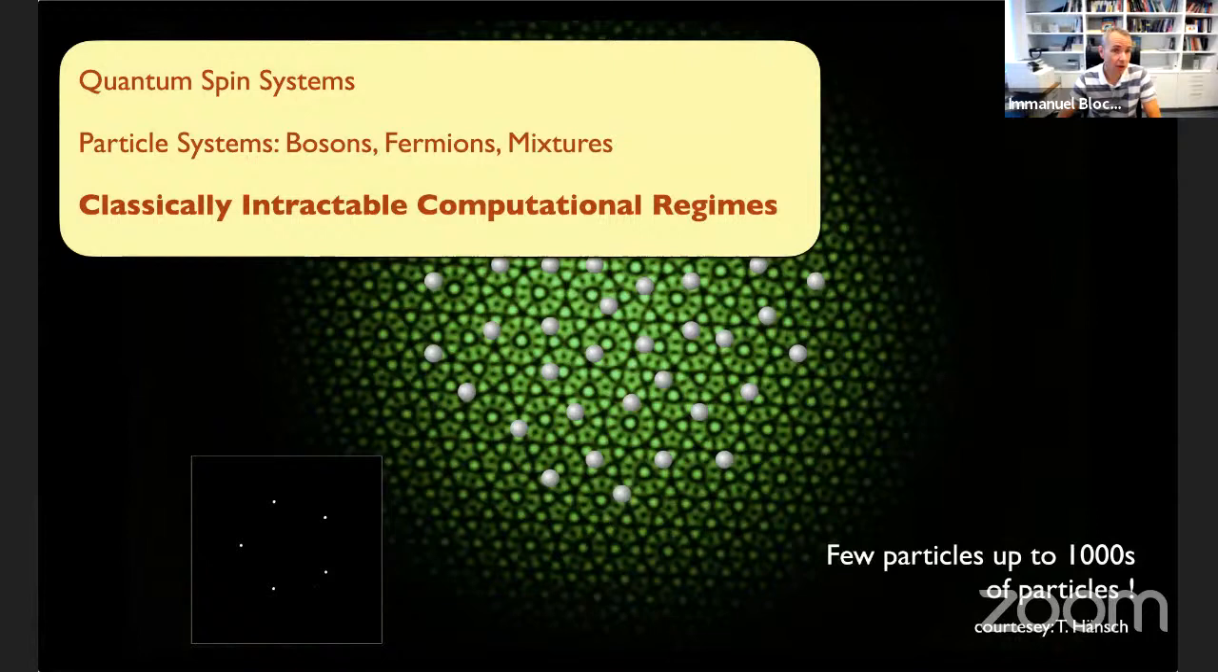But I think one big strength of this platform is also you can directly model particle Hamiltonians, like bosonic Hamiltonians, fermionic Hamiltonians, where you simulate electrons, for example, in a material, or mixtures of both. And of course, we're trying to push this into regimes where it also gets really hard for classical computers, to show what people talk about as quantum advantage in these systems.